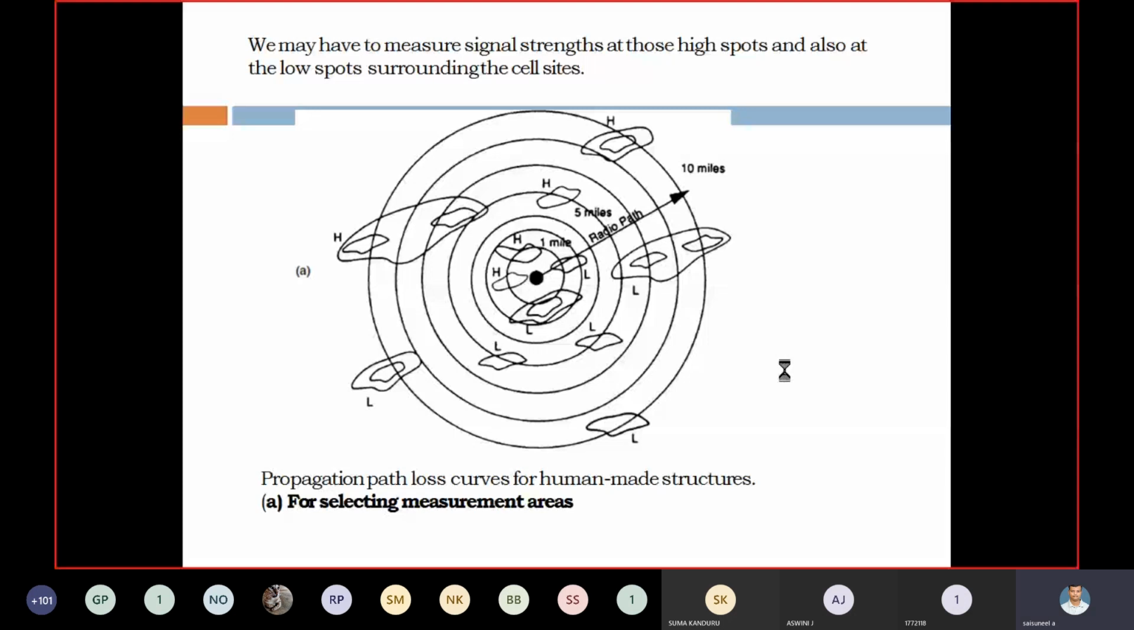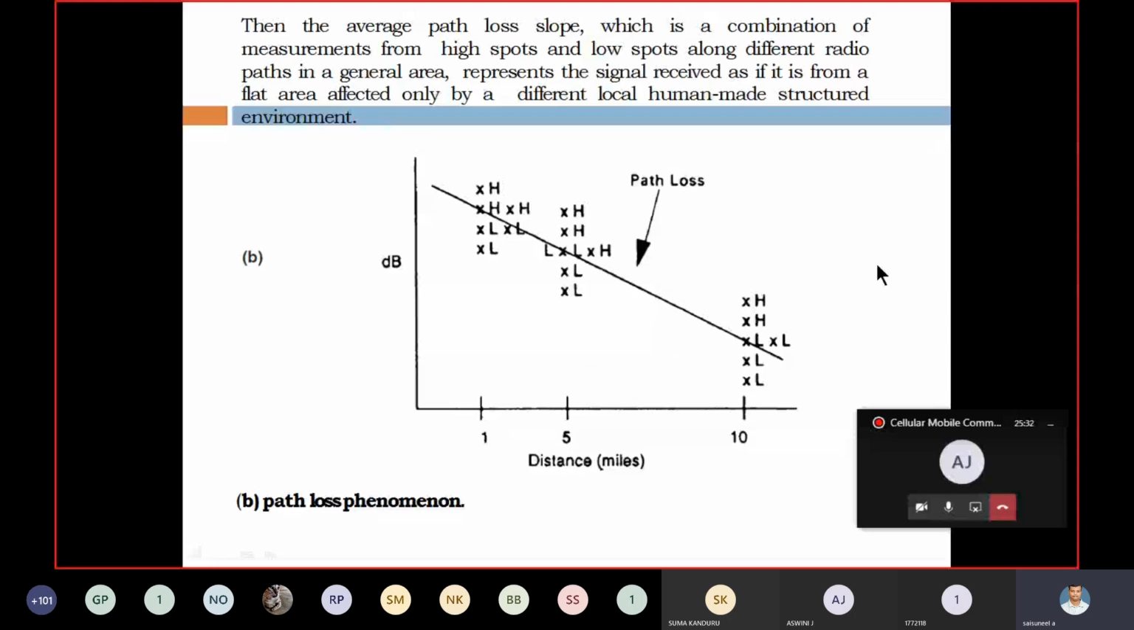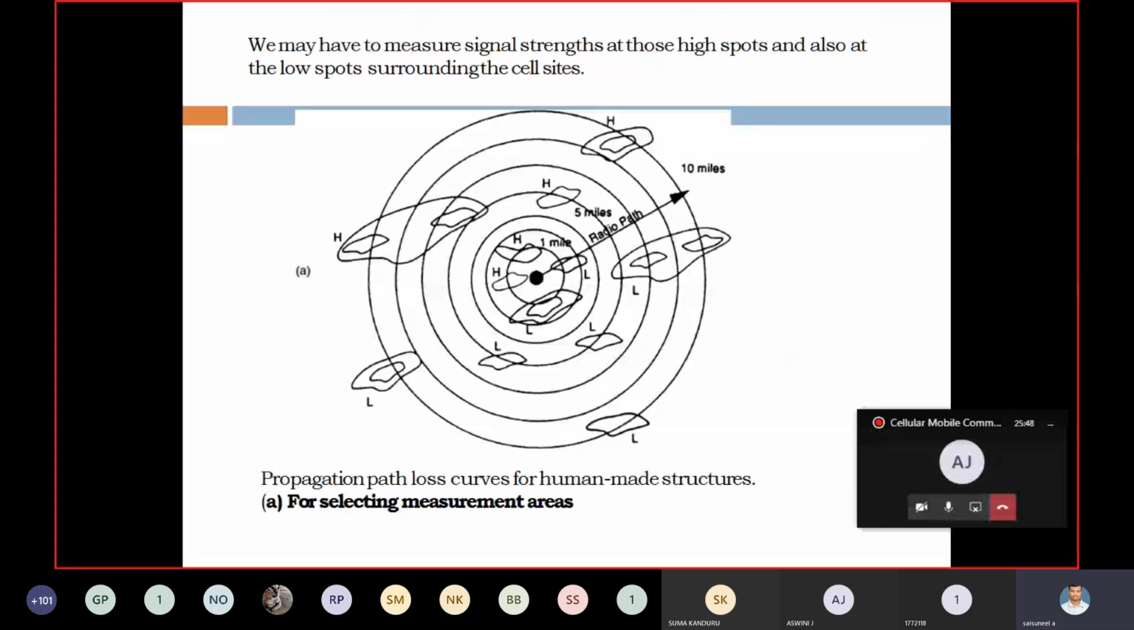Right. Here, see this figure. We have to draw a path loss curve. We take the x-axis in terms of distance and the y-axis in terms of signal strength in dB. For the first mile, in the previous figure, see this, it is high in some places and low in others. In the fifth mile, we are also getting high and low. Based upon this, we have to draw.